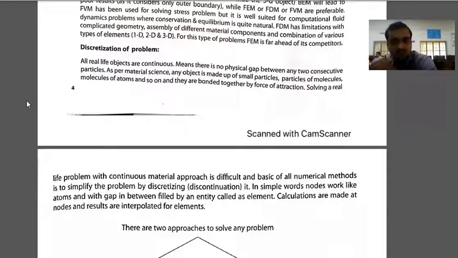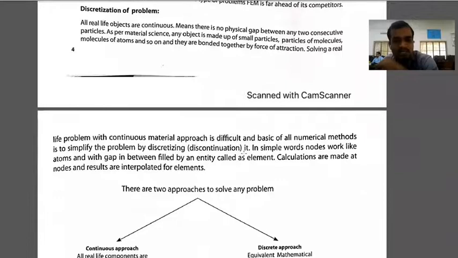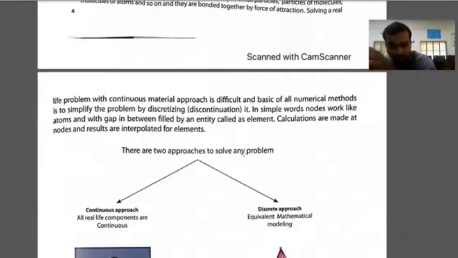So solving this type of continuous problem is difficult for the finite element method, or for different numerical methods. We need to simplify this continuous problem by discretizing it into a discrete problem. Discretizing means meshing, or meshing means converting a continuous problem into a discrete problem. In simple words, this discretization is based on the principle of making nodes and elements.